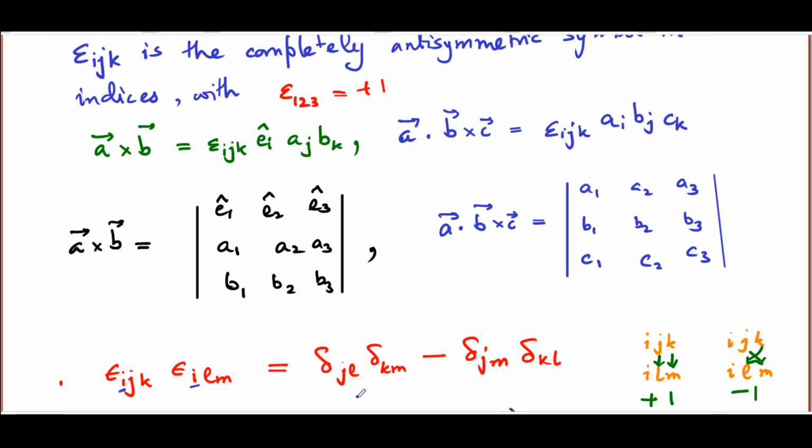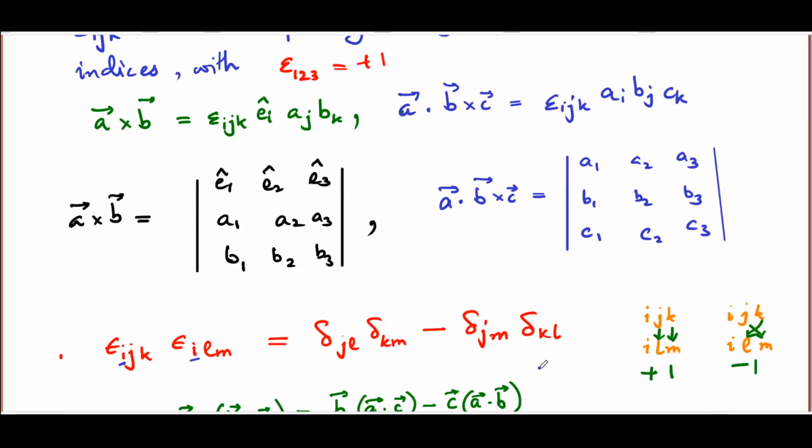Epsilon ijk times epsilon ilm is equal to delta jl delta km minus delta jm delta kl. This particular combination of delta symbols is easy enough to understand and also pretty easy to remember. All you have to remember is, once you write down the indices of the two epsilon symbols next to each other, barring the dummy index, which is being summed over, the other free indices go in this fashion.